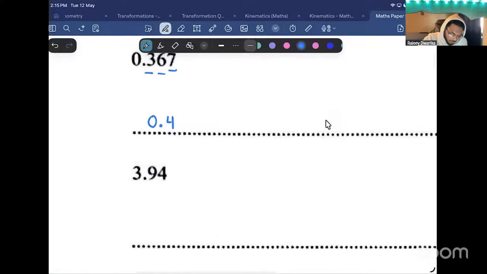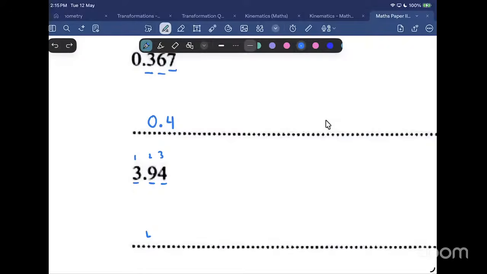Then we move on to the other one. The first significant figure here is 3. The second one is 9, the third one is 4. So the number after 3 is 9, and so we're going to add 1 to 3. So that'll be 4. You just write 4.